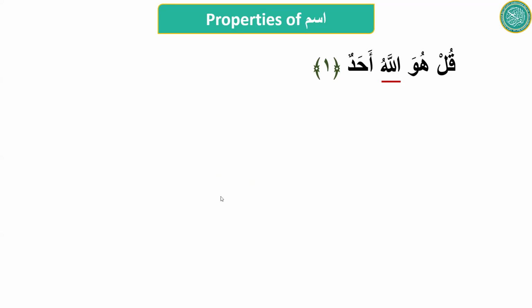Khadija. Allahu. Rafa, nasab or jar? Rafa. Ahadun. Rafa. Allahu again. Rafa. As-samadu. Rafa. Good. Okay, thank you.